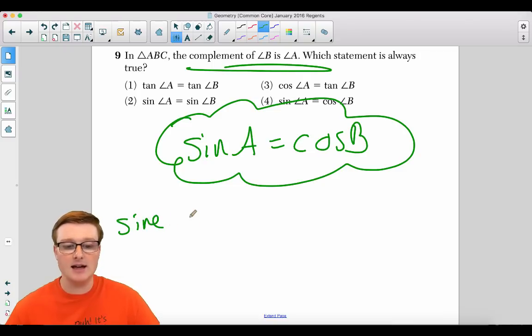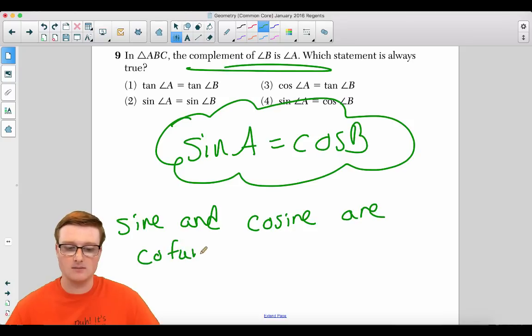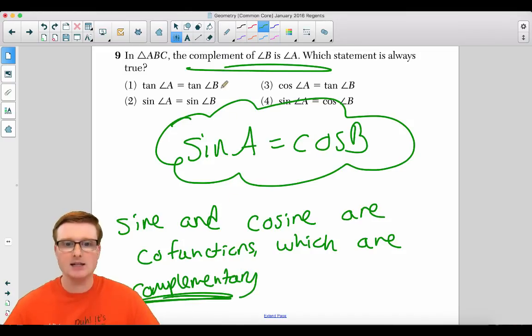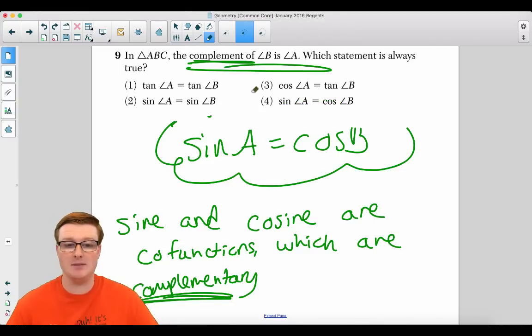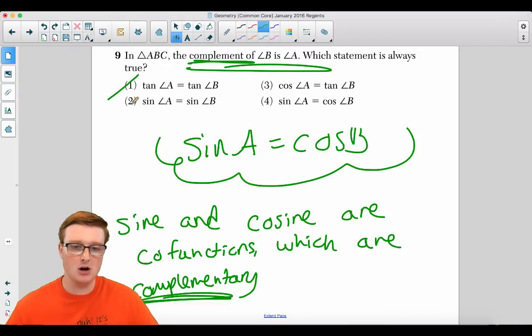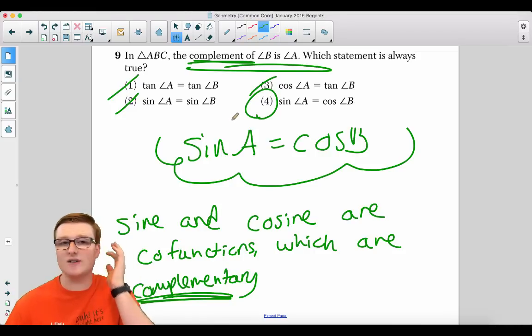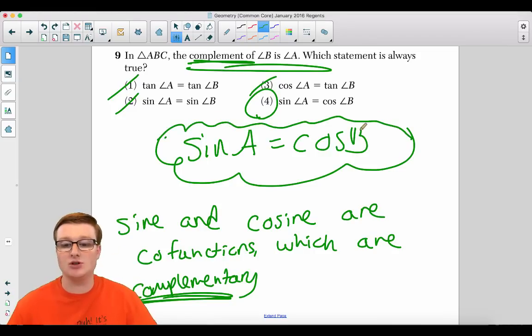And sine and cosine are cofunctions, which are complementary. So if we're talking about complementary functions, complement, so that means 90 degrees. Angle B and angle A, when you add those together, they have to add up to 90 degrees. And the sine of A is equal to the cosine of B, because sine and cosine are cofunctions, which are complementary. So if we're looking at the answer choices, choice 4. The sine of A is always equal to the cosine of B, and that's just a fact that you just have to memorize for your geometry regents.